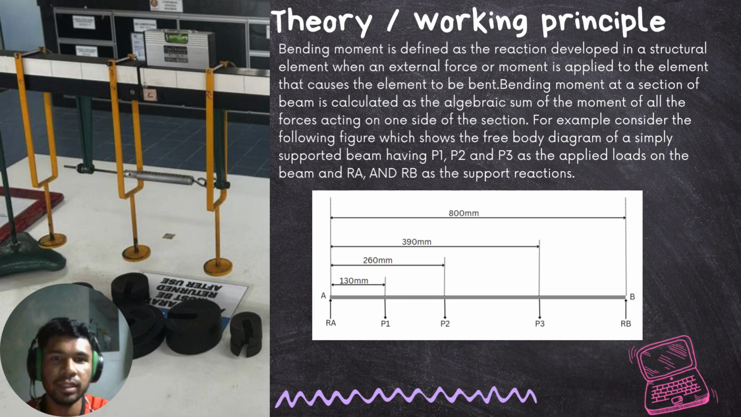Theory or working principle. Bending moment is defined as the reaction developed in a structural element when an external force or moment is applied to the element that causes the element to be bent. Bending moment at a section of beam is calculated as the algebraic sum of the moment for all the forces acting on one side of the section. For example, consider the following figure which shows the free body diagram of a simply supported beam having P1, P2 and P3 as the applied loads on the beam and RA and RB as the support reactions.